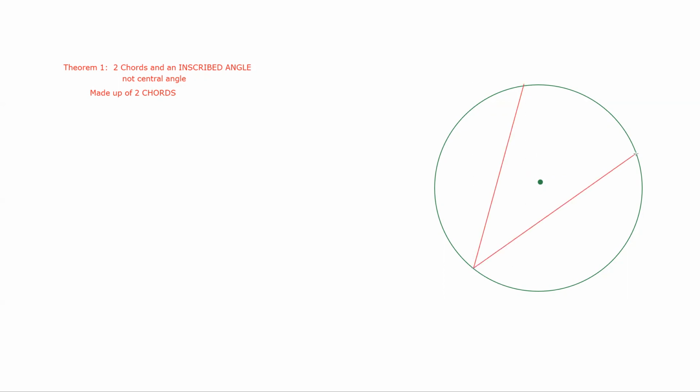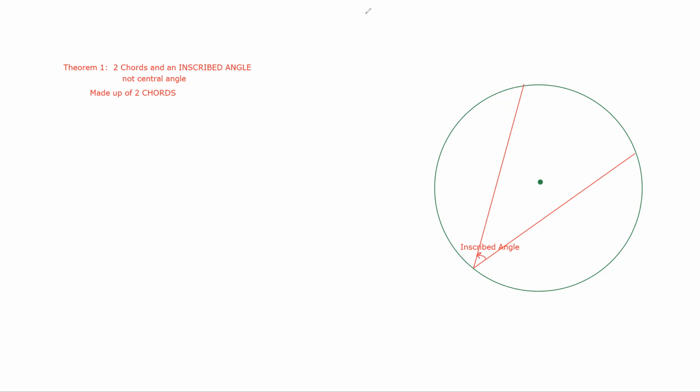I am going to draw this one. There is my inscribed angle. The inscribed angle is right here. I can't type today. Right here. There. That is the inscribed angle. Okay?